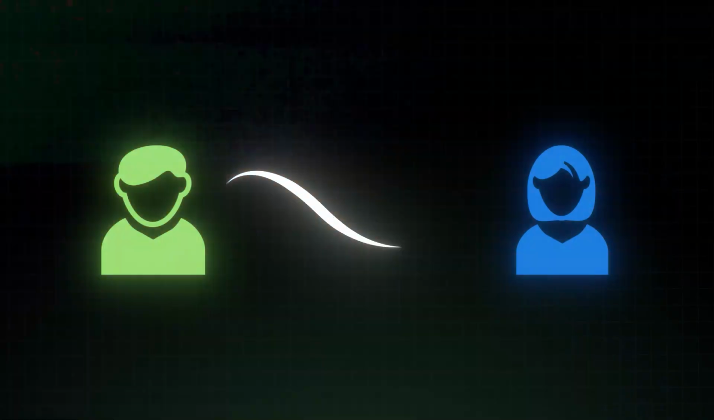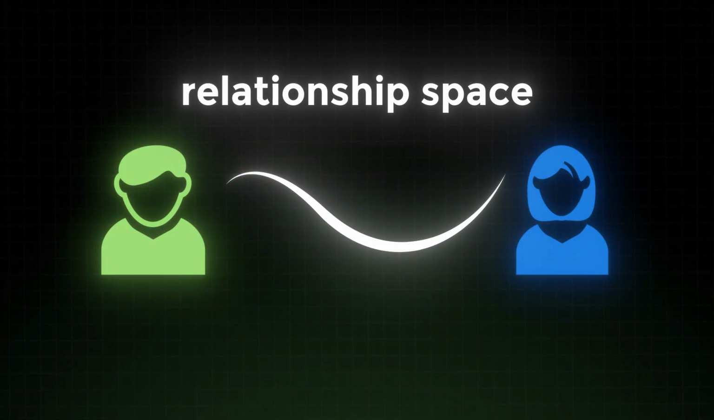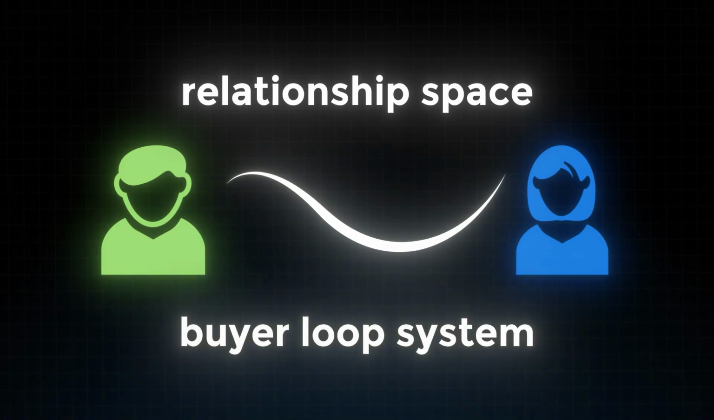I'll give you an example. We had a client who was in the relationship space, and he had a buyer loop system, which is what we create for our internal clients, and it was on healing your marriage through communication. His thesis is communication is the number one thing holding most relationships back. I said, I love that. I agree with you 100%. So he created a digital product teaching couples how to communicate better and about more important topics.